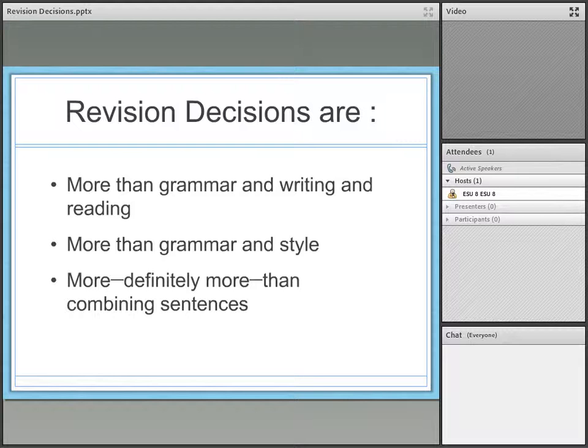But we know that revision decisions are more than grammar and style, definitely more than just combining sentences in order to make it not be so choppy, to make the writing more interesting. It's more than any of these three bullet points can be. It's more about making that piece a stronger piece, a piece that draws me in as a reader and creates that desire within me to continue reading that piece.